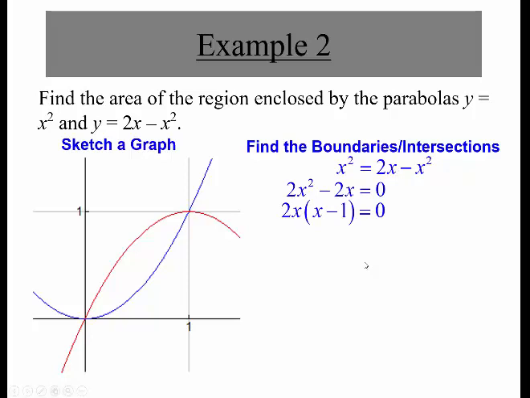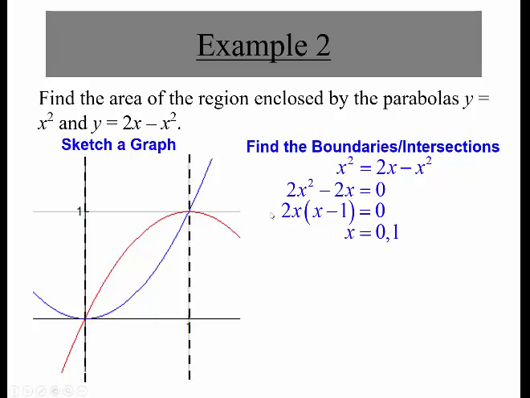Factor, and you can see that the two solutions there are x equals 0 and 1, which are the same things we have over here. So you can do it by inspection with the graph. Sometimes that's not always easy though. So you can solve for the intersection points by setting the two equations equal to each other. All right, so that's going to give my bounds of integration right there.